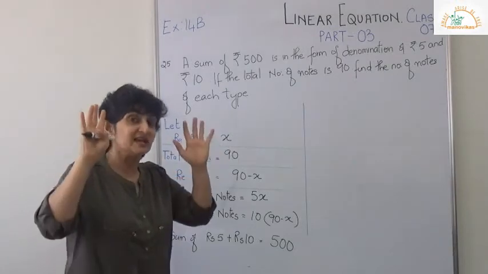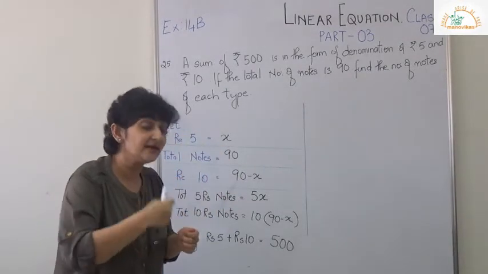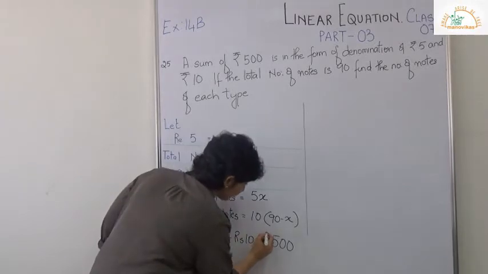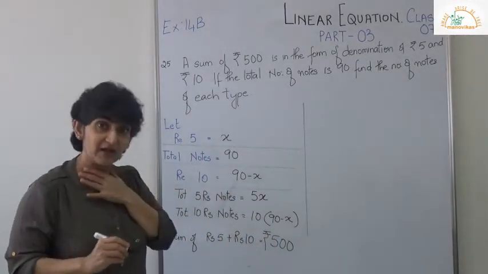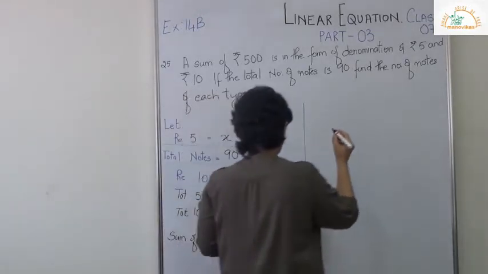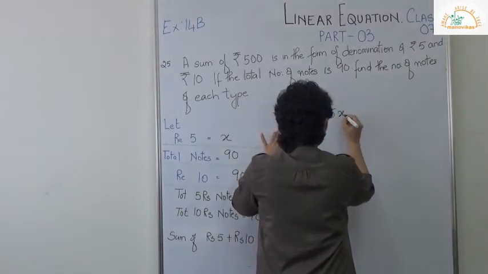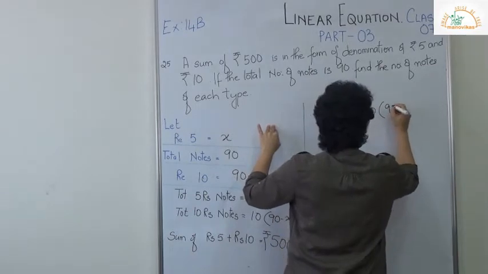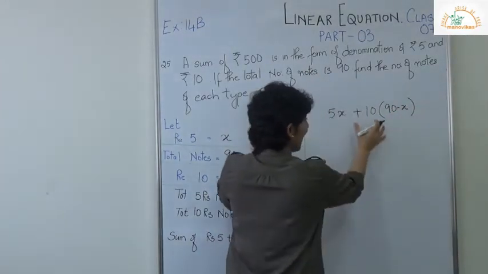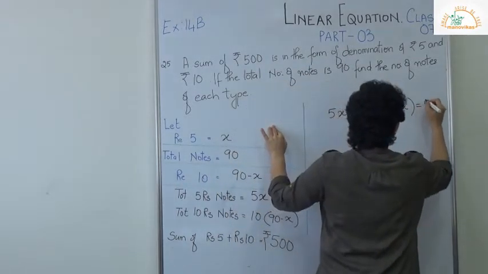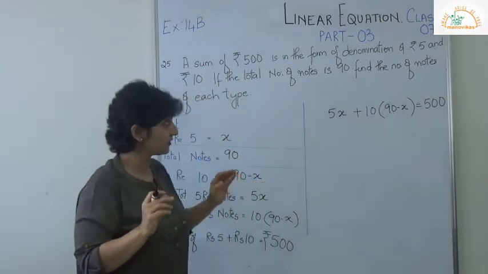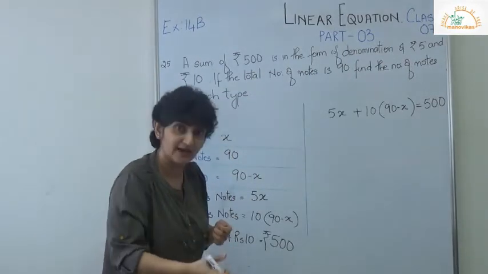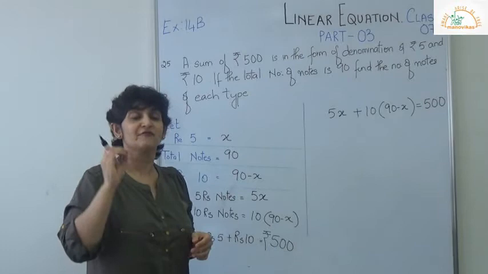There are 90 notes, and when I count them, they are equal to rupees 500. Right? The sum is equal to rupees 500. How do I find out the notes? So, I know that 5x, when I add it with 10 into 90 minus x, my answer should be equal to 500. Correct, children? The 5 rupee notes and the 10 rupee notes, the total 90 notes when I count, the value will be equal to rupees 500.